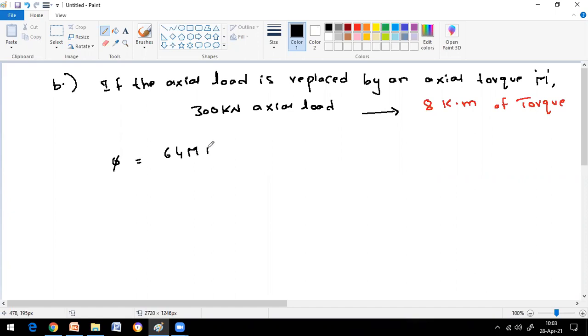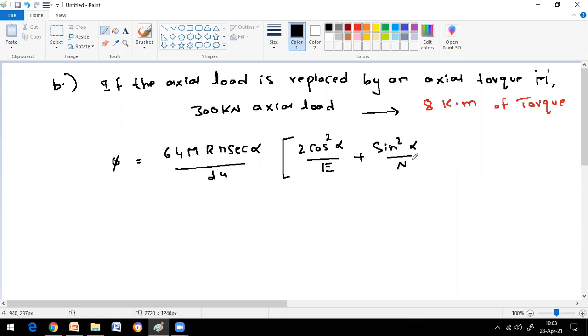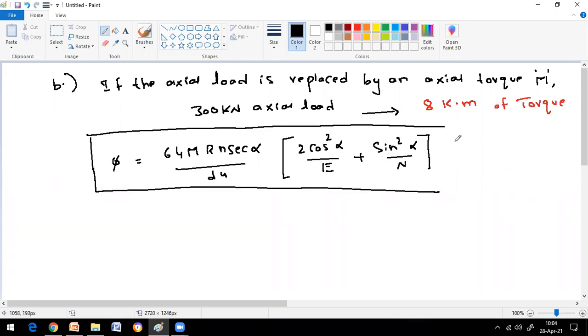64 MR n secant alpha by d power 4 plus sine square alpha by n. I think you all know these formulas which we have written for open coiled helical spring. So this is the formula you have to remember when you want to calculate the angle of rotation based on the torque. Substitute all the values.